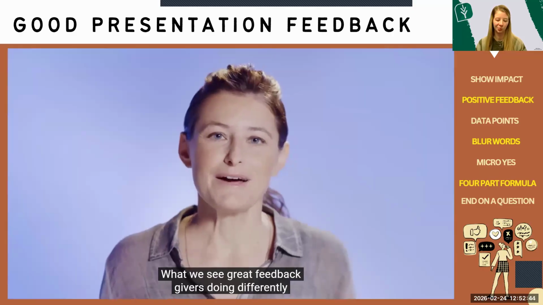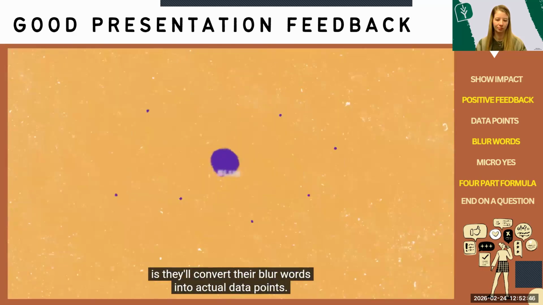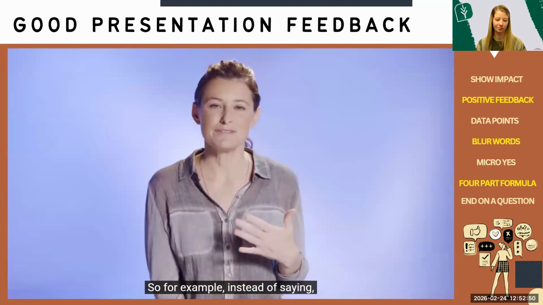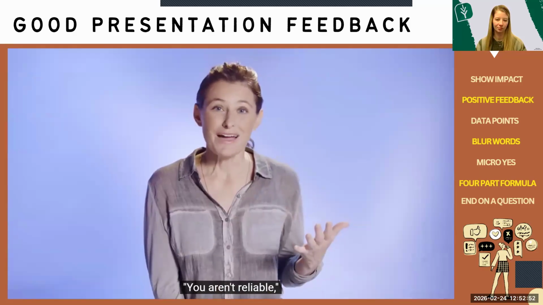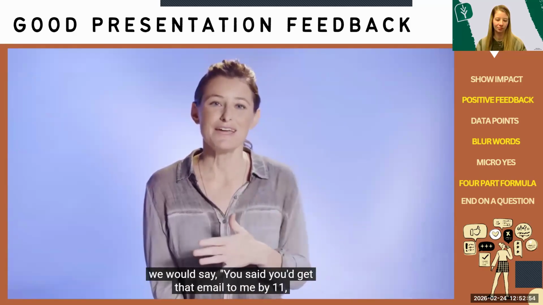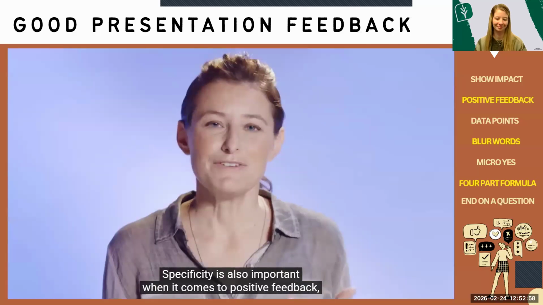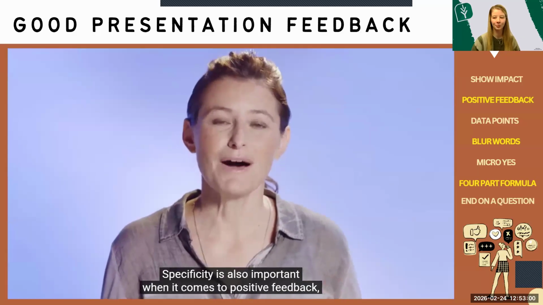What we see great feedback givers doing differently is they'll convert their blurb words into actual data points. So for example, instead of saying, you are reliable, we would say, you said you'd get that email to me by 11, and I still don't have it yet. Specificity is also important when it comes to positive feedback.